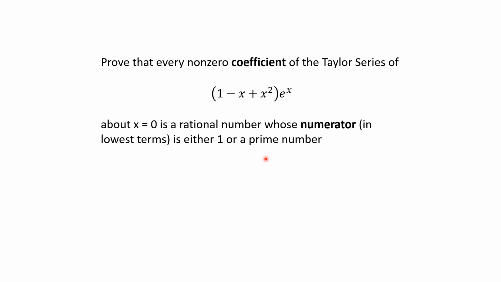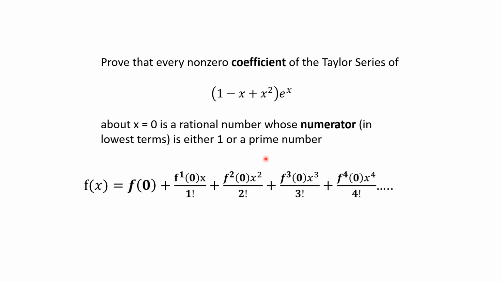So what you're trying to prove is that the coefficients of this Taylor series, the general form of the coefficients, would be the derivative divided by the factorial. And you're trying to prove that the numerator is always going to be either 1 or a prime number in the simplest form of this overall coefficient.